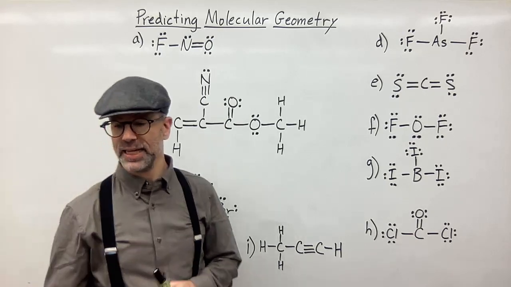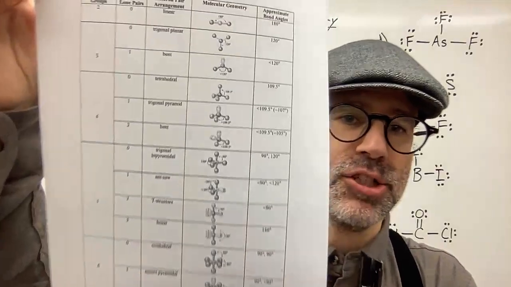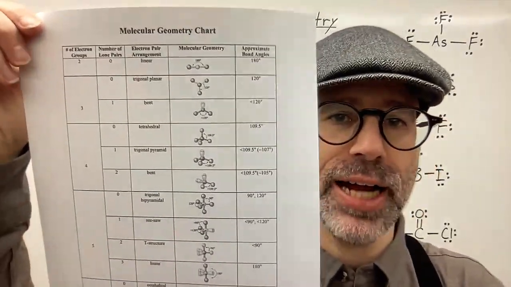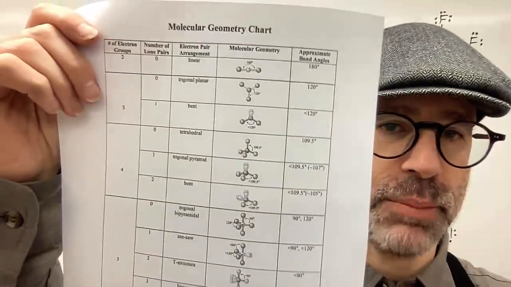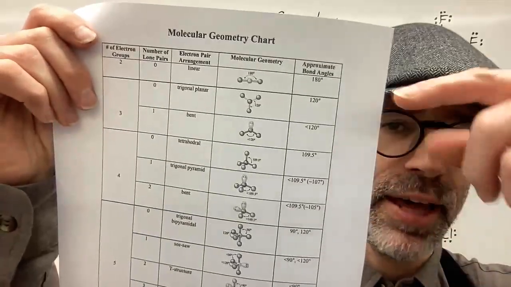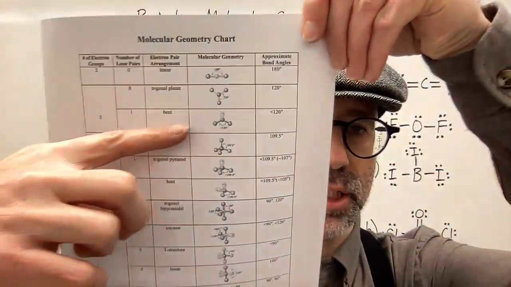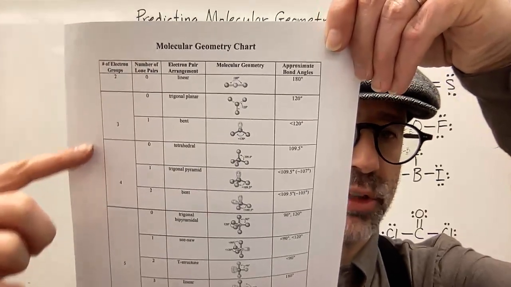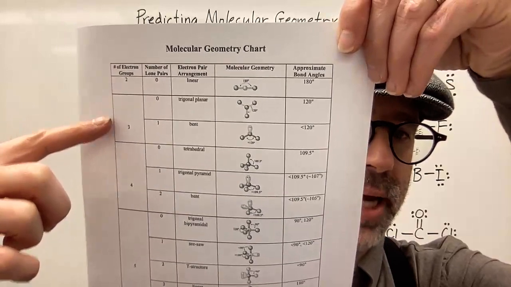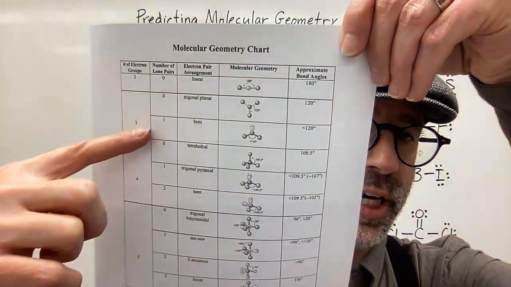So the first thing you're going to need is a molecular geometry chart like this one. This is one I just got off the internet, but there are many like it. It's going to be invaluable for figuring out what the electron group geometry and the molecular geometry is. Here you've got the number of electron groups. That's the total number of electron groups, bonding and non-bonding together. And then here, the number of lone pairs is given to you.